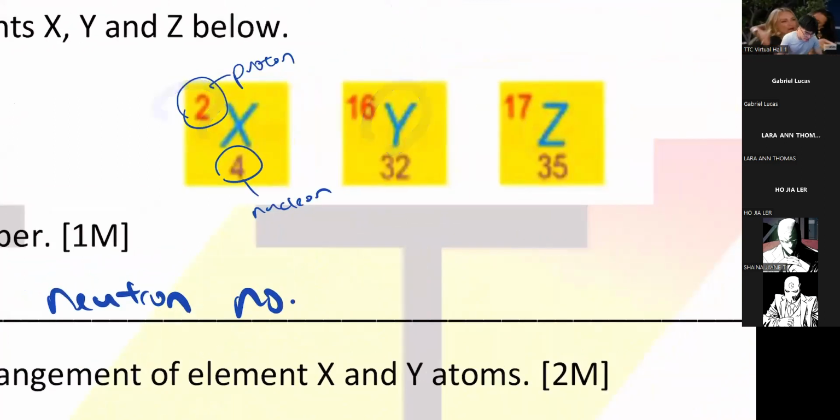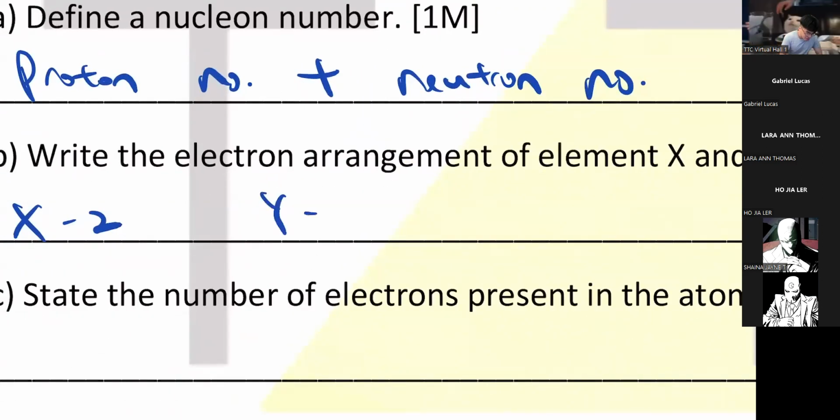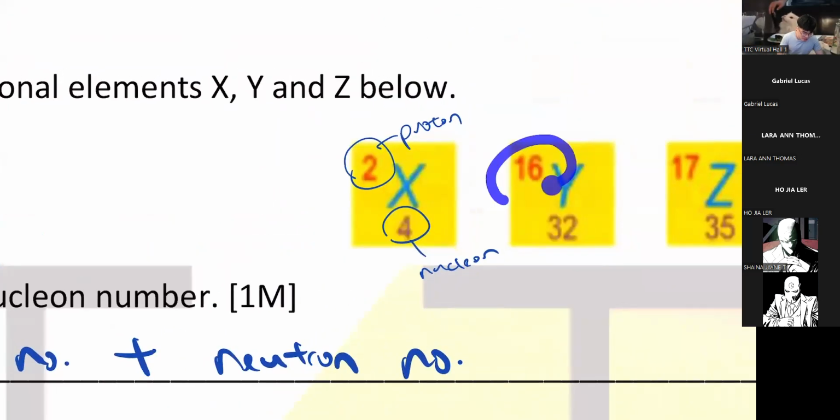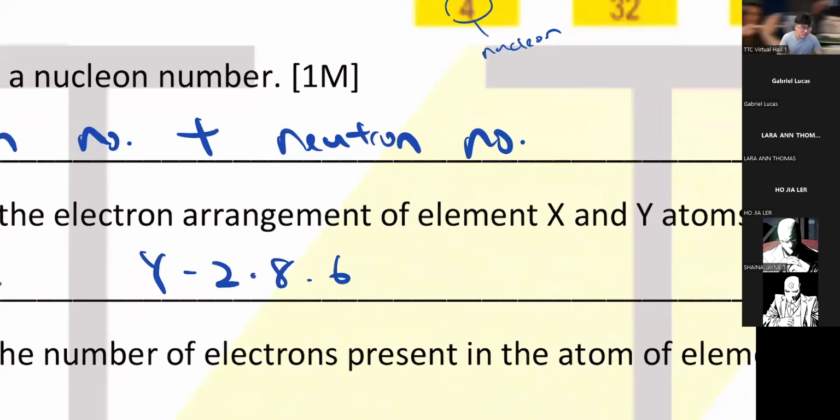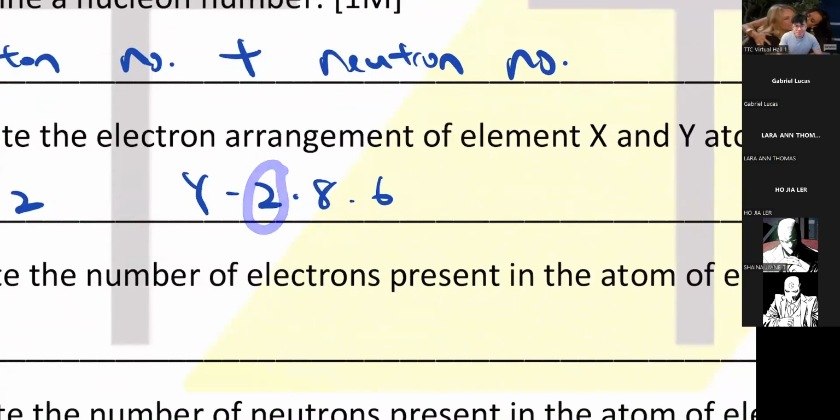And Y is 16. So how do you arrange 16? 2.8.6, because 2 plus 8 is 10, 10 plus 6 is 16. So 16 protons, 16 electrons. They put 2 in the first shell, and then 8 in the second shell, and the remaining 6 in the third shell. So 2, 8, 6. Y is actually very reactive because Y needs 2 more to be full. So Y will go and take 2 more from other people.